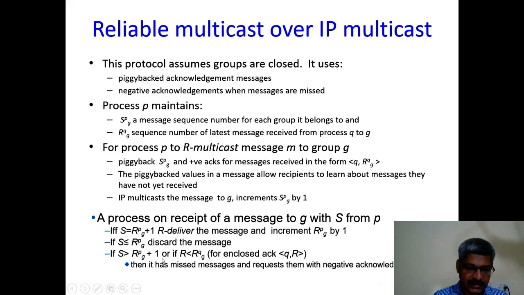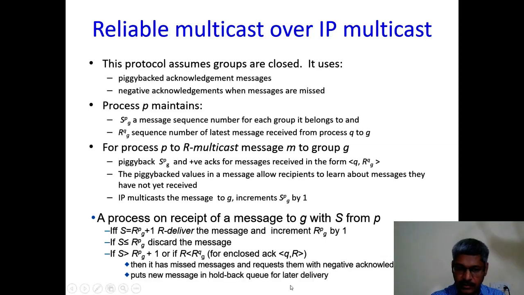If S is greater than RPG plus 1, that means this receiving process has missed some messages, so it will send negative acknowledgements to get the previous messages as well. You can achieve this in two ways. One is to send the negative acknowledgement directly to the multicaster itself. Alternatively, you can ask any process which has that message. Of course, if you are doing this, you will put the new message in the holdback queue for later delivery.